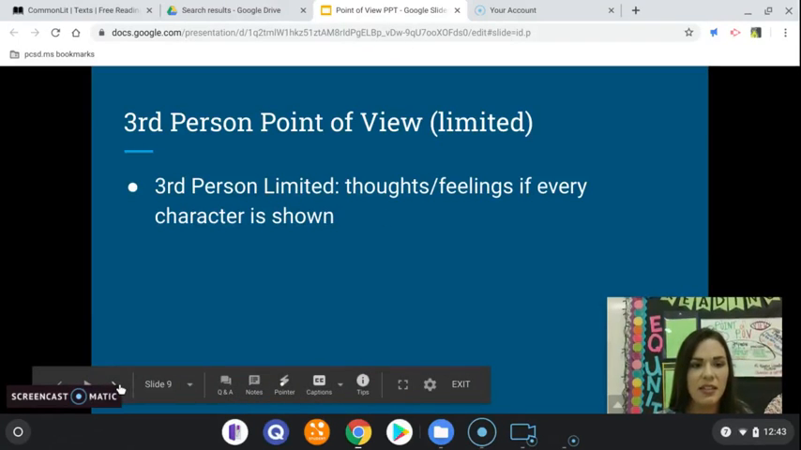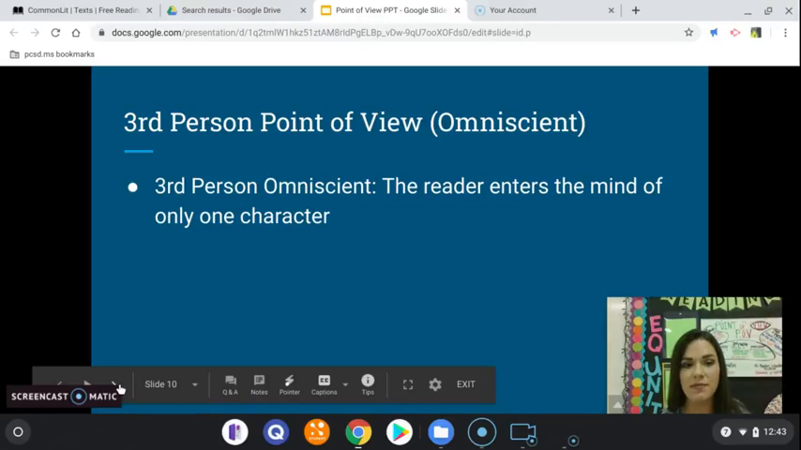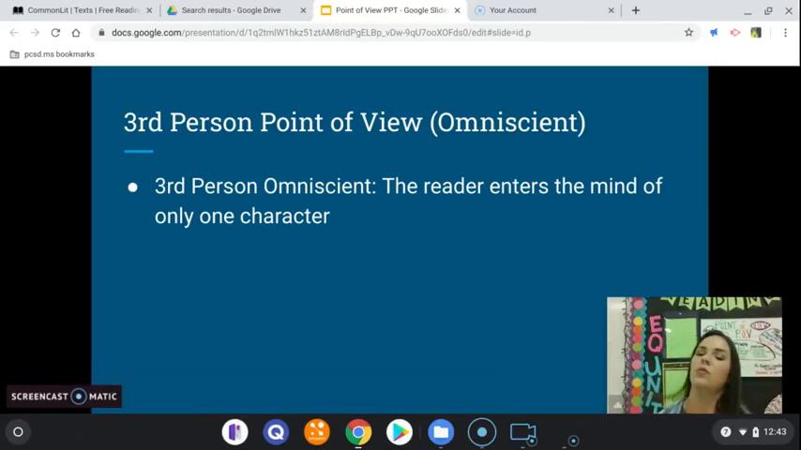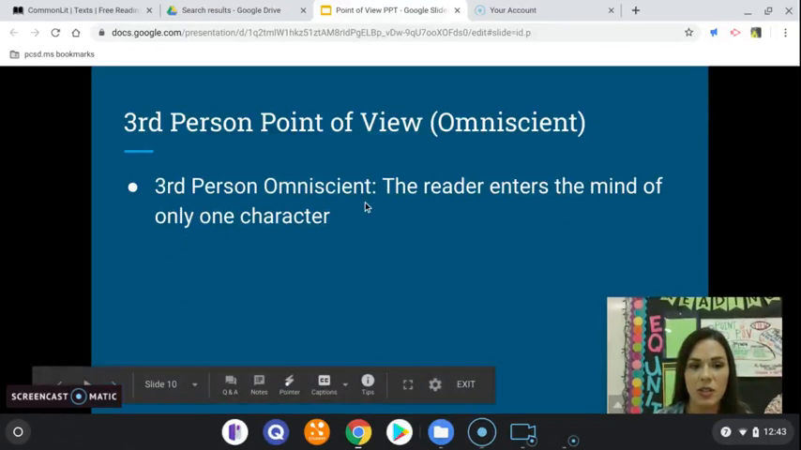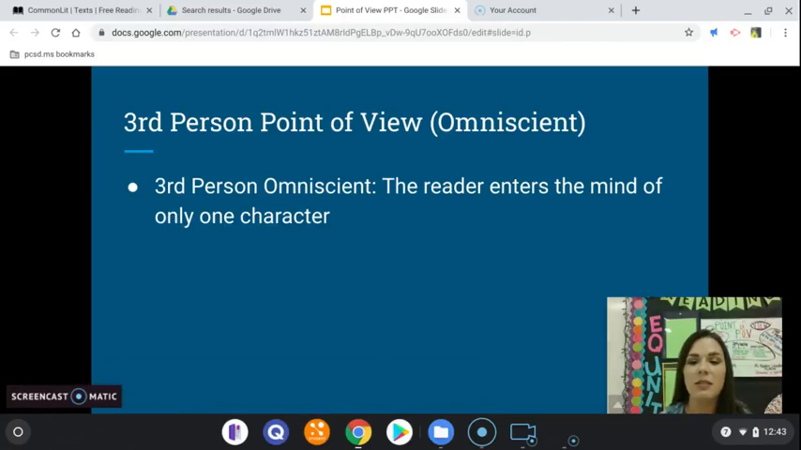The next one is omniscient. This one is the one where, again, my PowerPoint is not correct. It says only one character, but it's supposed to be of all characters. Third person point of view omniscient is where the narrator telling the story is outside of the story and knows the thoughts and feelings of everybody.